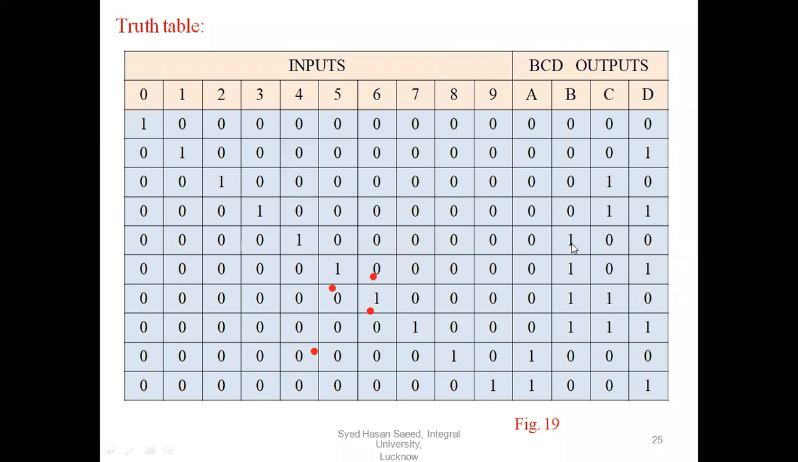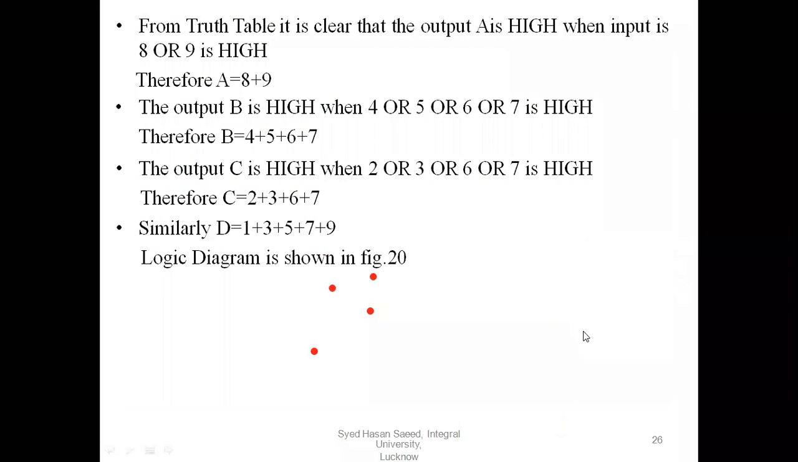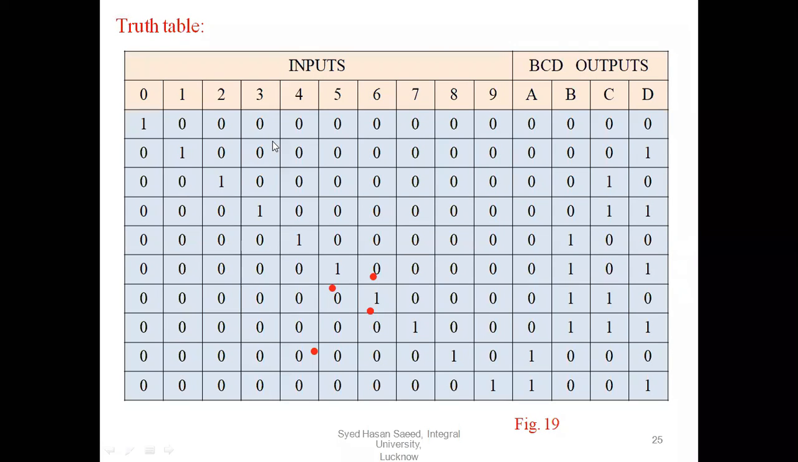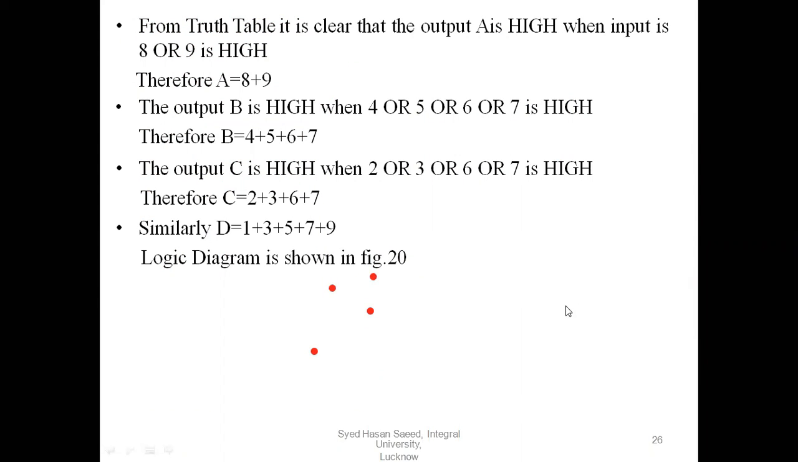Next B, that is 4, 5, 6, 7. B value 4, 5, 6, 7. And C value 2, 3, 6, 7. And D value 1, 3, 5, 7, 9. So this way we have to get the value.